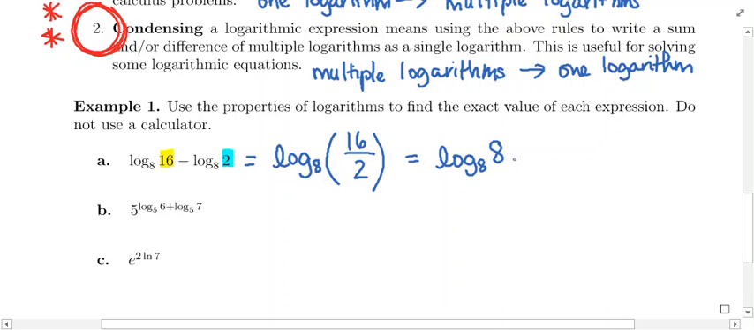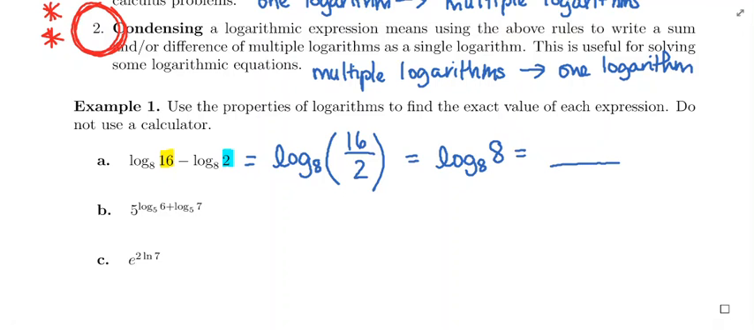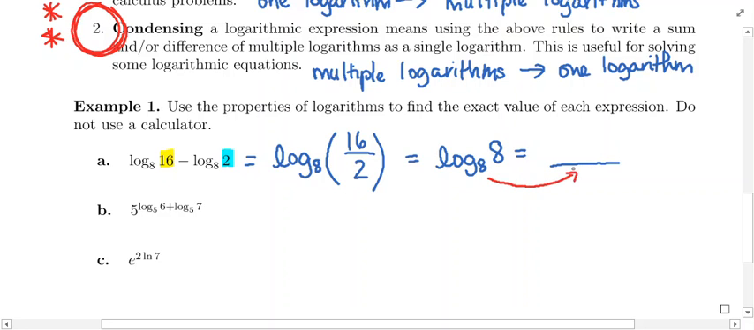There's a couple of ways you can look at this. Remember, this is now just a logarithmic expression. It's one logarithm, and it's going to equal a number. 8 to what power is going to give you 8? That's going to be 1. 8 to the first power is 8. So the answer here is 1. This whole thing simplified: log base 8 of 16 minus log base 8 of 2 simplifies to 1.